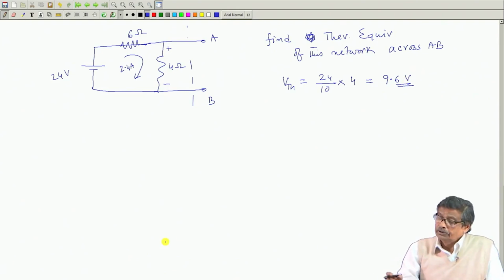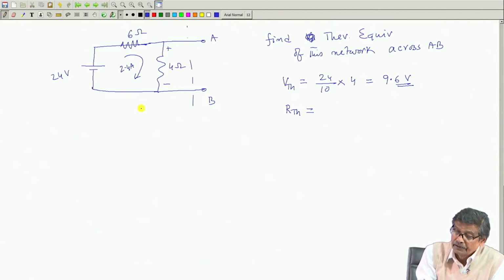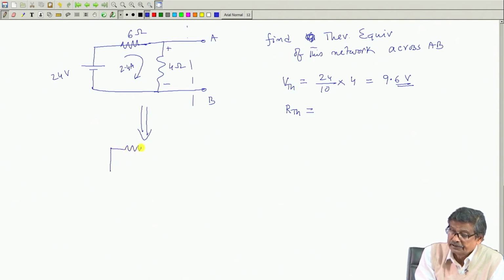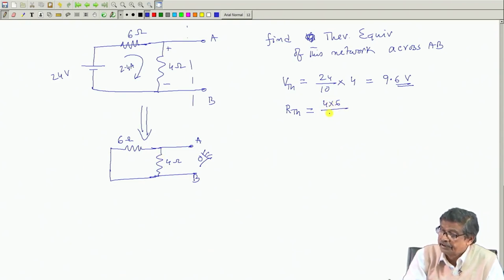Second thing is, what will be the R Thevenin's? R Thevenin's will be, redraw the circuit with all internal sources replaced by their internal impedances: 6 ohm, this is 4 ohm, and these are AB. Look into this network from this end, find out what is the R equivalent, which is very easy. 4 and 6 are in parallel. So, 4 into 6 by 10, that is 2.4 ohm.